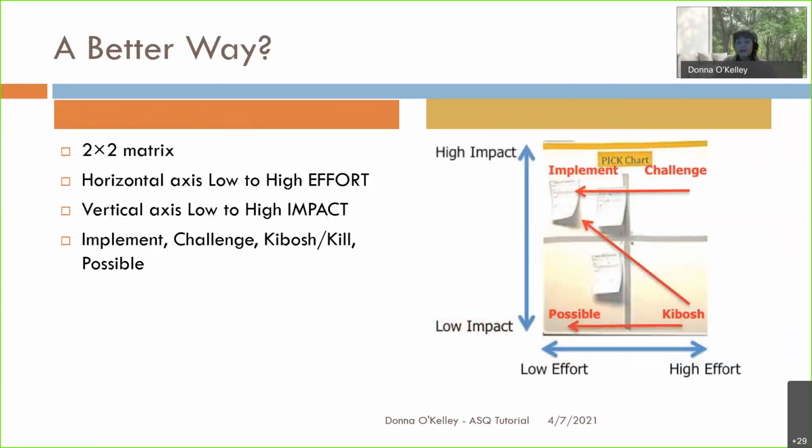Another way to do it is to flip it over so that your impact is on the left axis and your effort or difficulty of implementation scale is on the horizontal axis. I like this graphic. This comes from Mark Graban's leanblog.com. And instead of kill, they have kibosh. That comes from a company called ThedaCare, where they thought that was a little nicer than using the kill word. As you can see, it's just a little bit different format than what I had on the slide before.